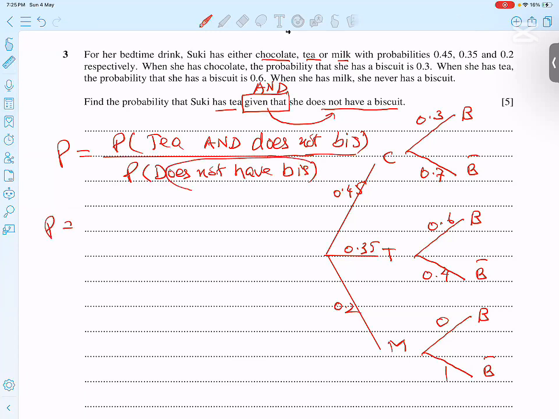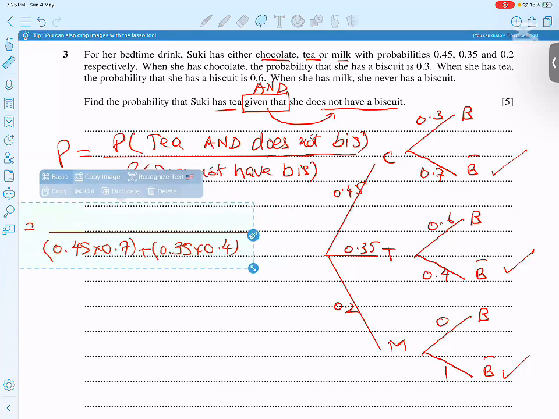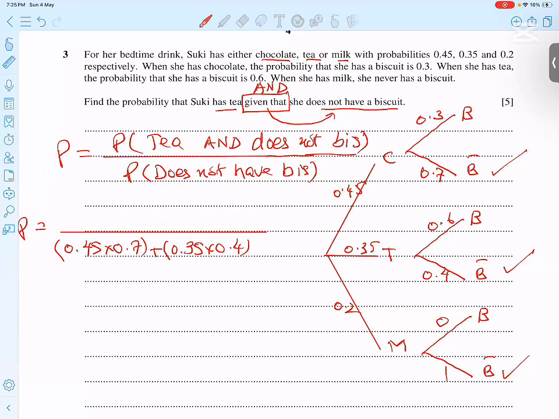So no biscuit: we have three branches with no biscuit. Now how to do it? This into this, plus this into this, plus this into this will come directly in the denominator, which I'm going to write now. So 0.45 into 0.7, plus 0.35 into 0.4, and plus this branch I talked about, 0.2 into 1, so 0.2.